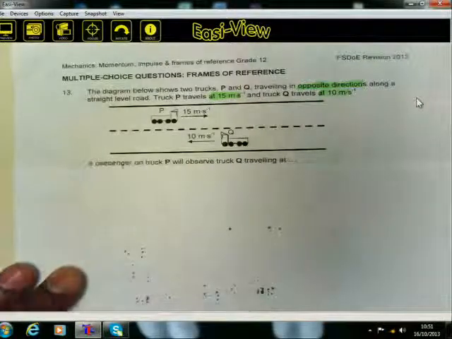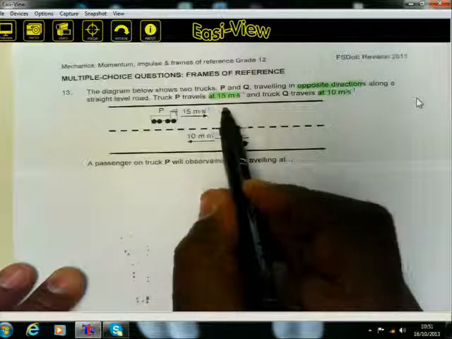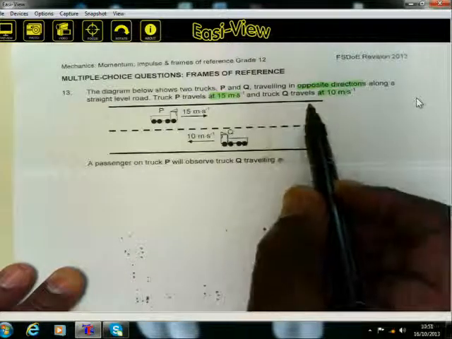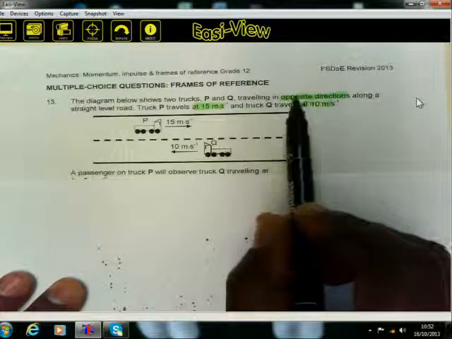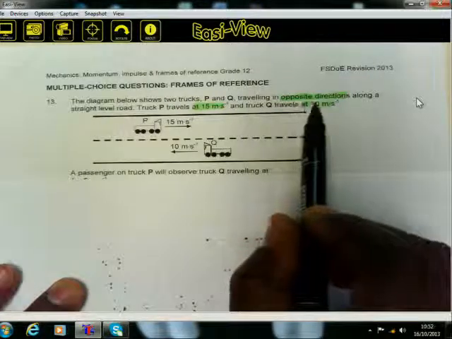Now, the first question there says, the diagram below shows two tracks P and Q. They travel in opposite directions along a straight level road. Track P travels at 15 meters per second and track Q travels at 10 meters per second. Let's just go back to what we said earlier, that examiners will give you directions and use certain words to indicate directions.